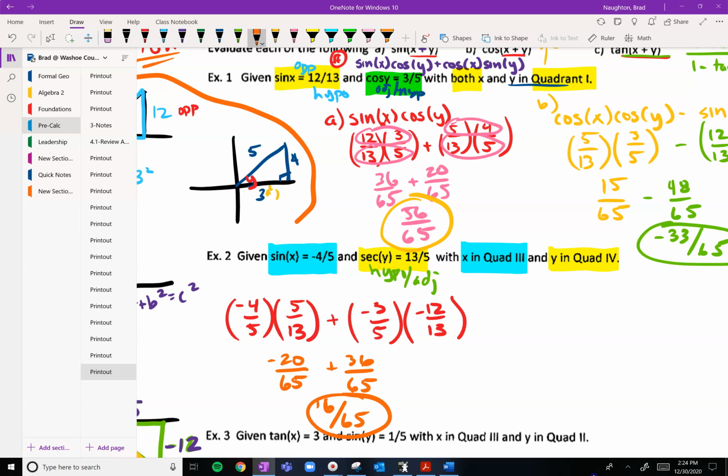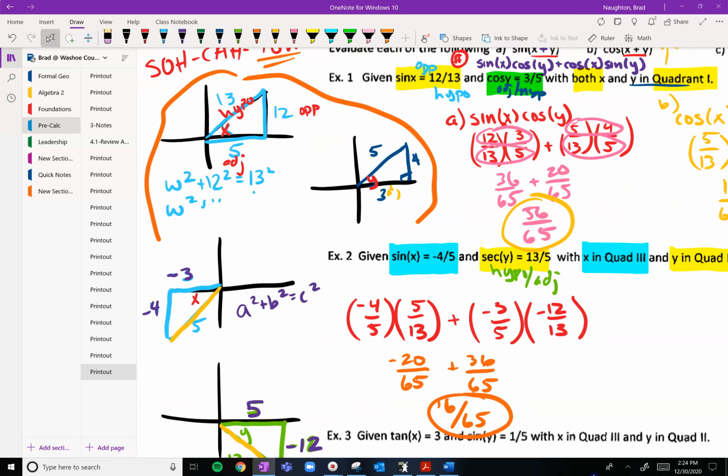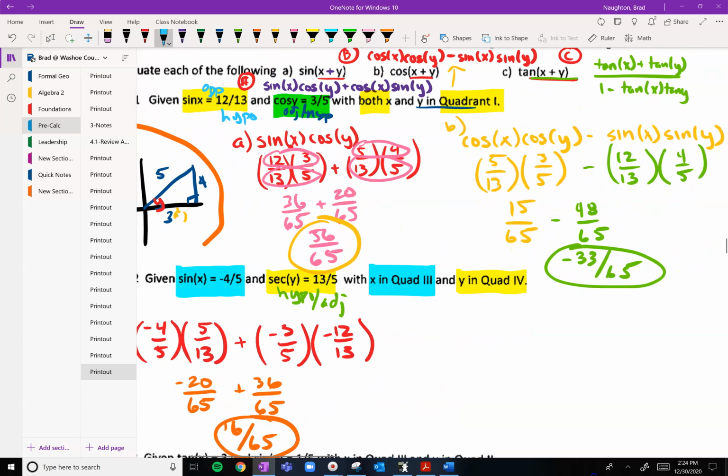So when you don't have to write out the rules and you can just look at these quick, then this doesn't become bad at all. All right, let's look at B. So for B, again, we're going to be using this rule right up here. So cosine x is going to be negative 3/5. And then cosine y is going to be 5 over 13.